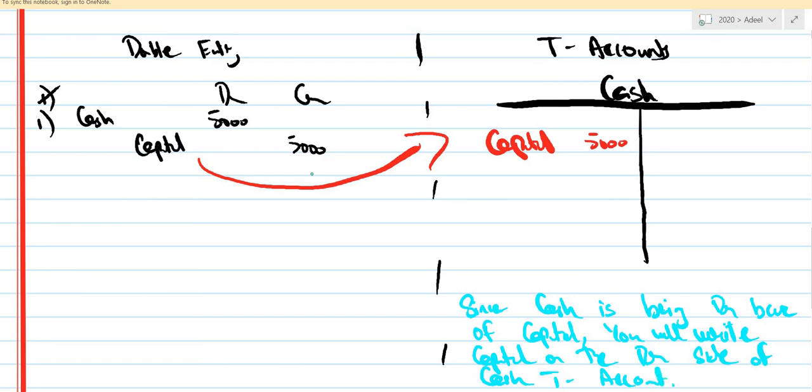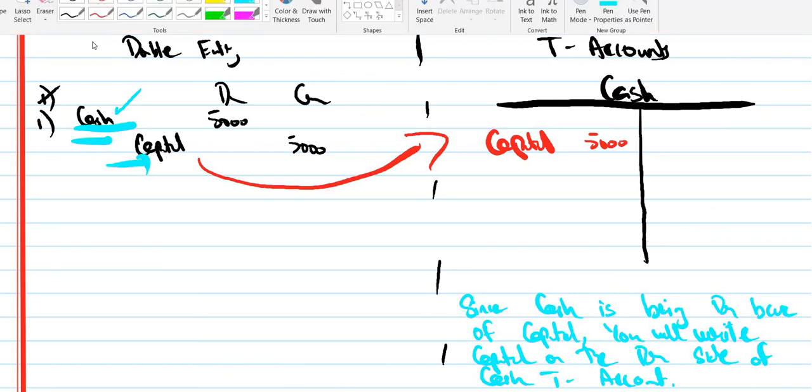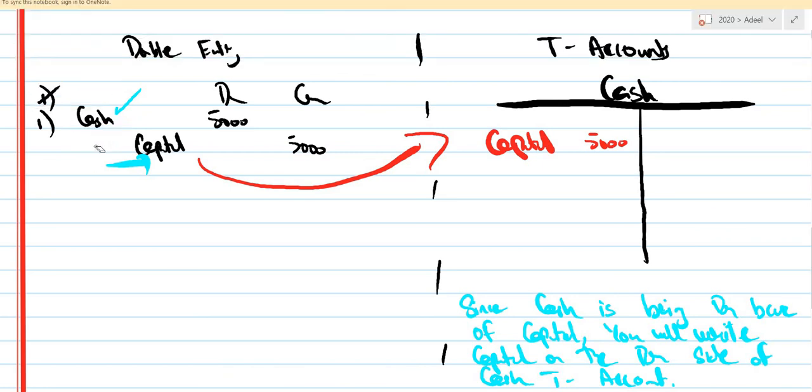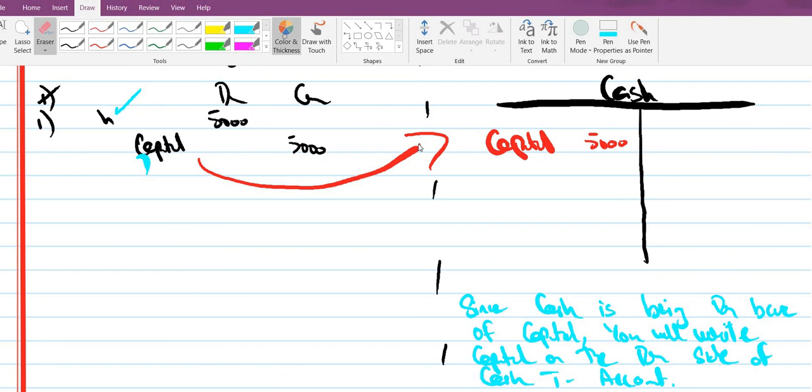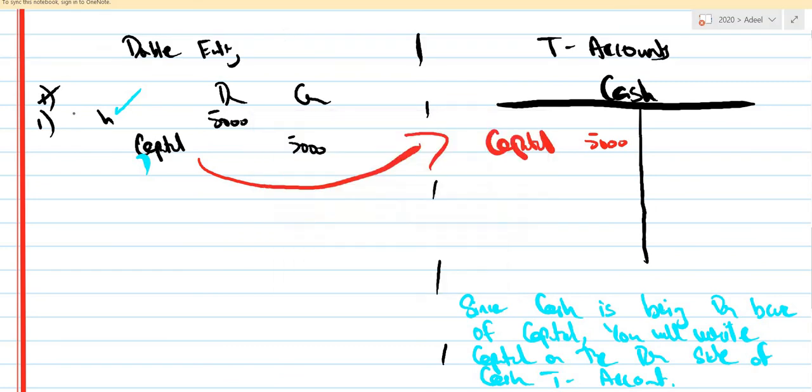In other words, it's always the opposite. For example, if cash is being debited in the T account, you will write capital over here. Instead of writing cash, you will write capital in the T account. It's as simple as that. Always inverse the entries. So are you confused? No, sir. Now let's solve another entry and I will be solving it myself.